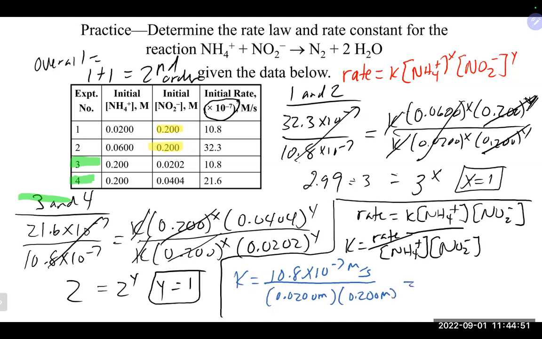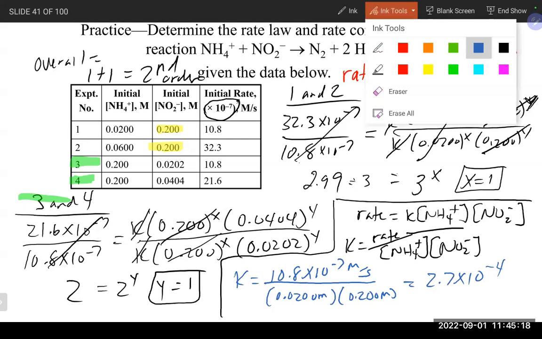This is going to get us a... Looks like we'll go with 2.7 times 10 to the -4. Maybe 2.70 times 10 to the -4.